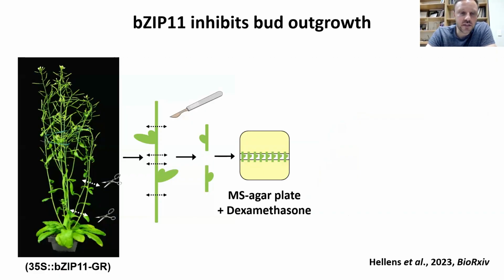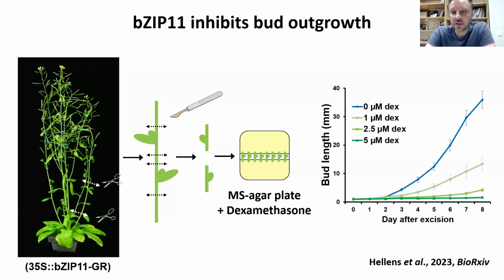Here we used a BZP11 which can be induced to go to the nucleus upon dexamethasone treatment. So the protein is always expressed but stays in the cytoplasm until you add dexamethasone, which triggers BZP11 to go to the nucleus to have its function as a transcription factor. When we fed the bud with a range of dexamethasone, meaning the more dexamethasone you have, the more BZP11 activity you have, we could see that bud outgrowth was repressed, suggesting that BZP11 is involved in bud outgrowth and shoot branching.